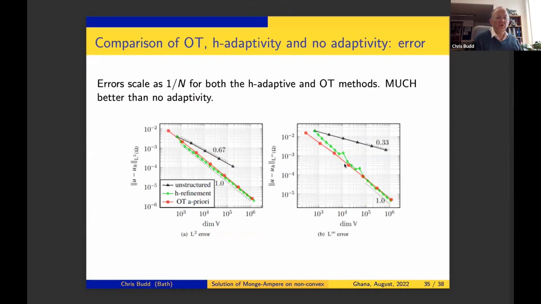Here's a demonstration of the fact that the error for the adaptive mesh, that's the red, the OT mesh, goes like essentially 1 over the dimension, which is the optimal rate. The unstructured uniform mesh goes like 2/3, which is much slower. And if you compare this with H refinement, which is the green, we pick up exactly the same rate of convergence, if not better, using this method. And it's much better than not using adaptivity.